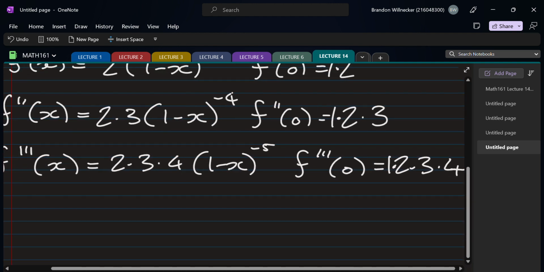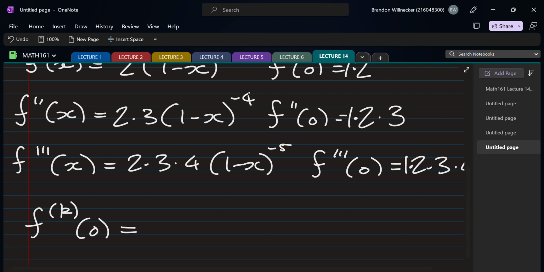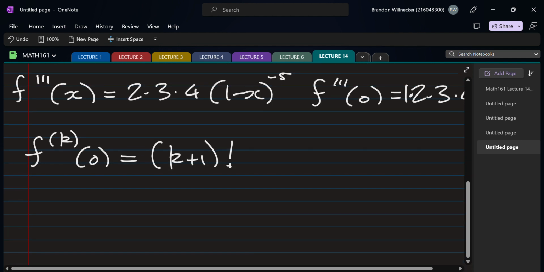So if we look at the kth derivative at 0, it's always the next one factorial. So the third derivative was 4 factorial. So the kth derivative will be k plus 1 factorial. Okay. So first, just a few terms, and you can see what the pattern is. Okay, it will be quite clear like that.